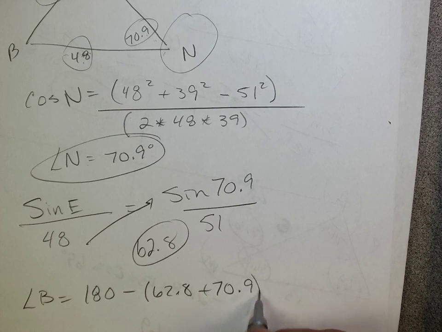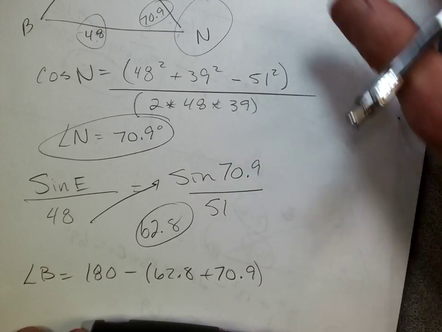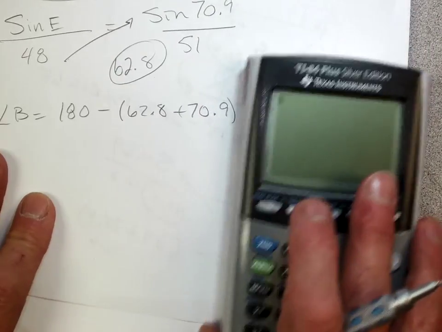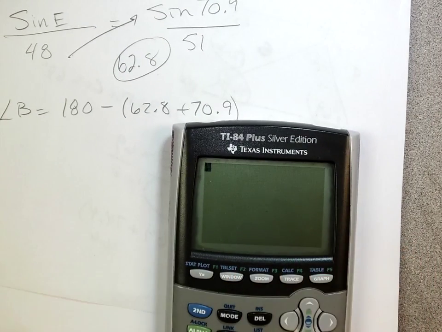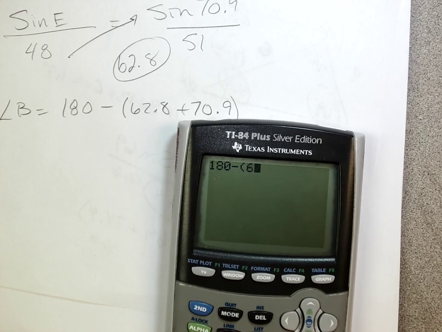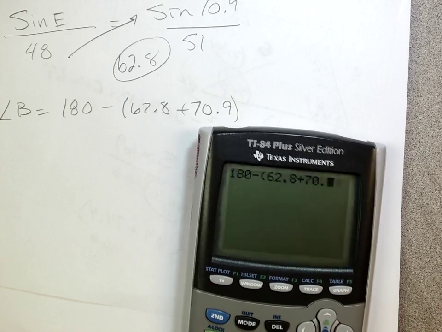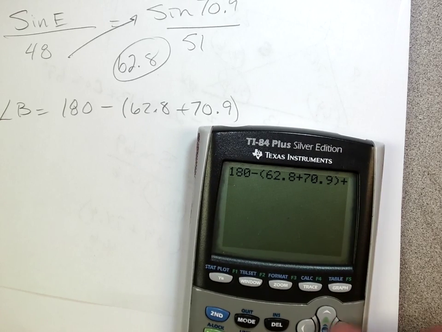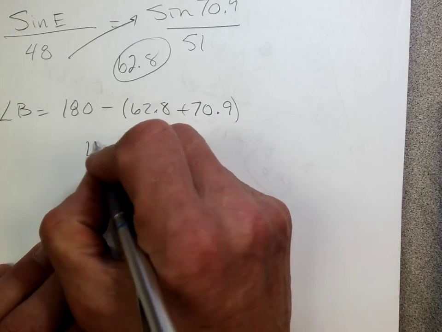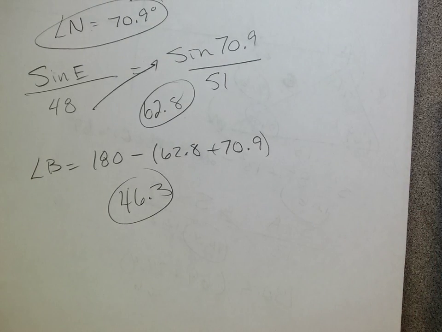So, angle B, 180 degrees in a triangle, right? I don't know. Let's see what I get on that one. There we go. So, I'm going to go 180 minus 62.8 plus my 70.9, and I get an answer of, oops, back up, about 46.3. Sorry, I forgot to solve the triangle because we're going to have to do that tomorrow.